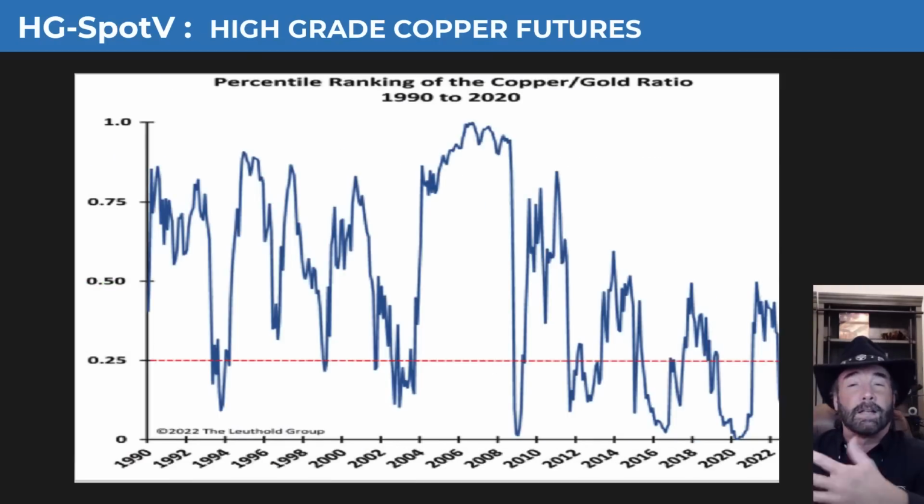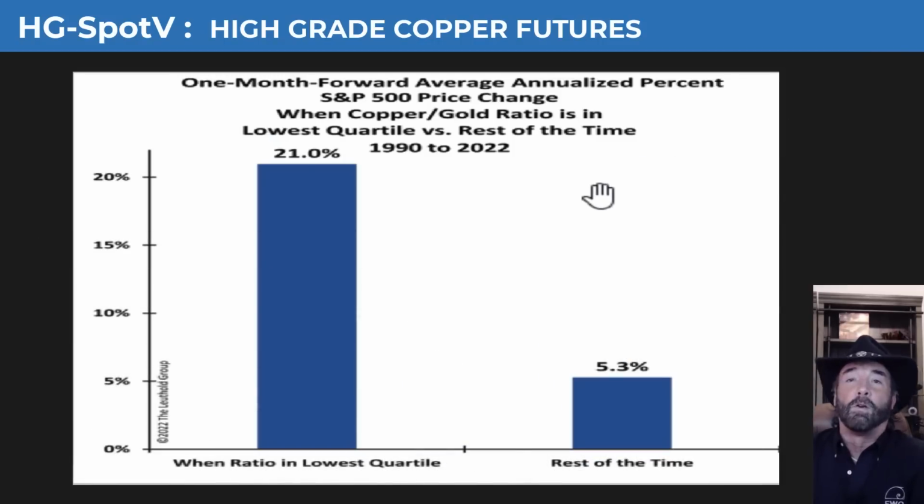And so if we take a look at this, I thought you might find this chart interesting. This is a ranking of copper to gold. And you can see that the percentage of copper to gold here is in the lower quartile, the lowest quarter percent, if you will. What does that mean? Well, historically, when the copper to gold ratio has been in the lower quartile, it's been really bullish for the markets. In fact, the average return in the markets has been 21% when that occurs. Other times, when we don't have that copper to gold ratio in the lower quartile, we've only had a 5.3% return in the markets. Again, another signal.